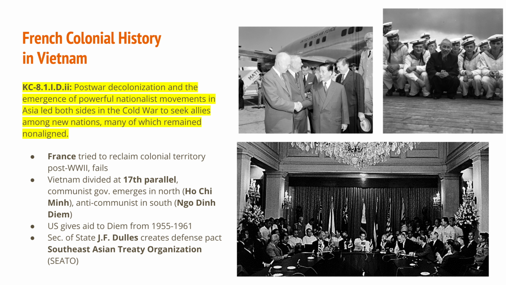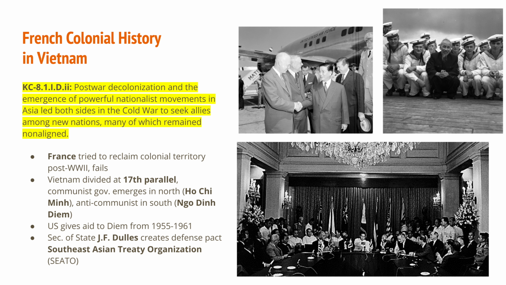Vietnam used to be a French colony, and at the end of World War II, France tries to reclaim it as a colonial territory, but there is such a resistance from the Vietnamese people that France eventually gives up and gives them some degree of independence. There are two governments that emerge at the end of this. Divided by the 17th parallel, a communist government emerges in the north under Ho Chi Minh, and then an anti-communist government in the south led by Ngo Dinh Diem.